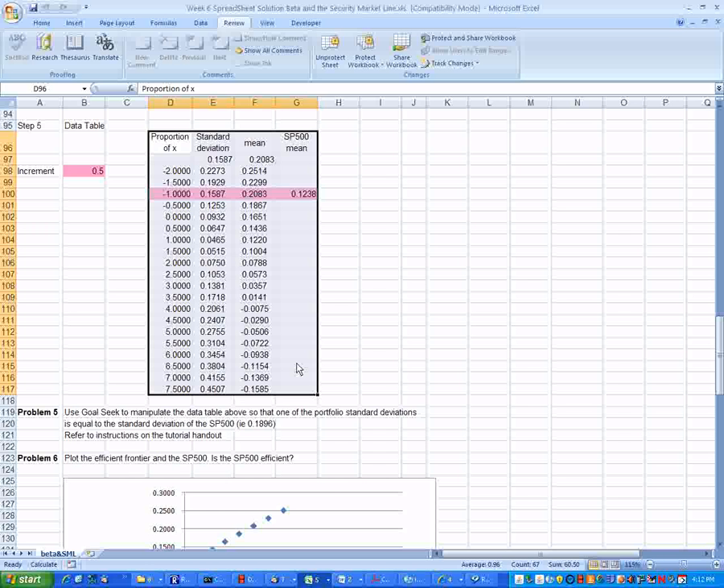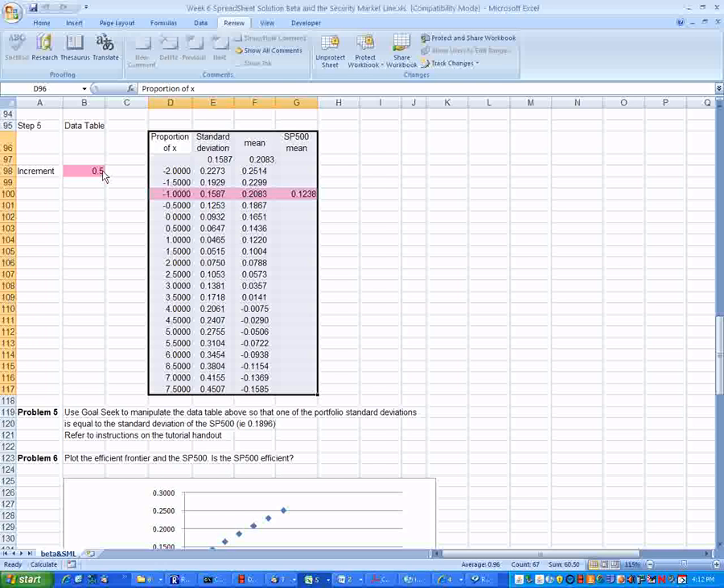Now what we want to do is find the equivalent portfolio so that one of our envelope portfolios has the same risk as our proxy market, the S&P 500. We want to do that because we believe that the S&P 500 is not on the envelope, and we want to check that. So what do we do?